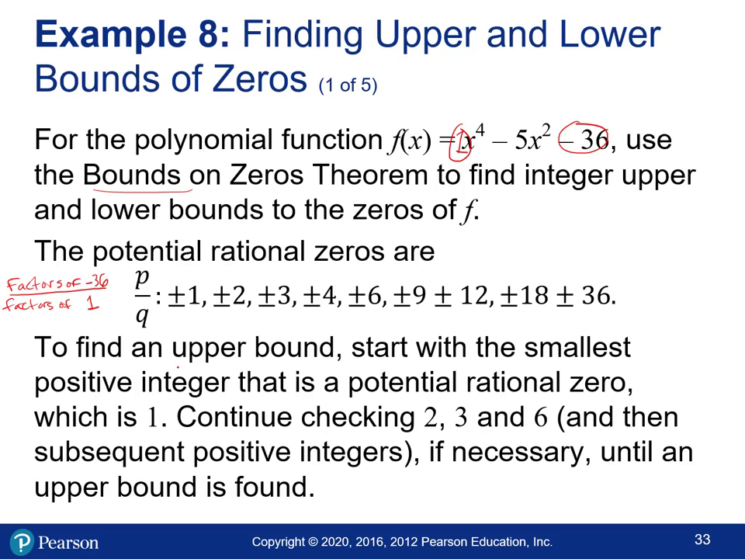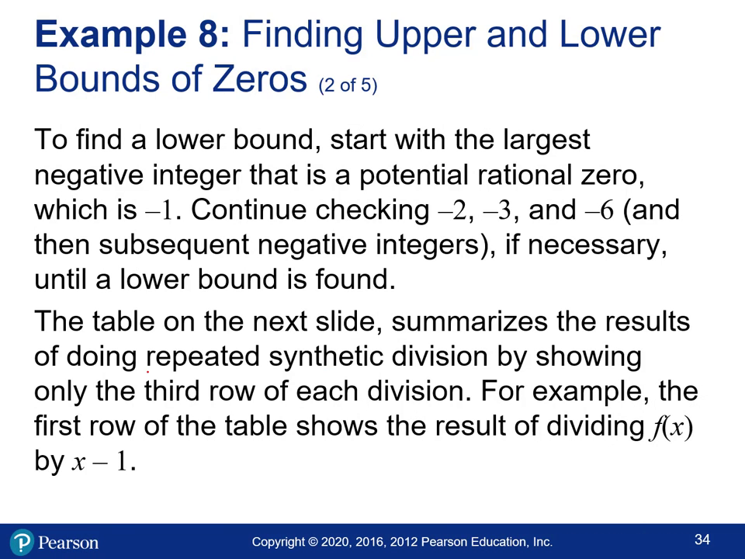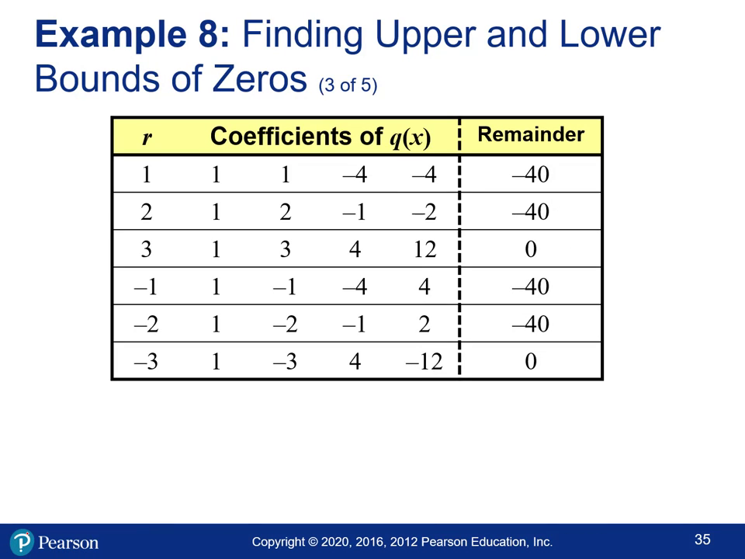When it comes to finding the upper bound, what you want to do is be systematic: start with the smallest positive number from your list, and if that doesn't happen to be an upper bound, then you go to the next number. So for us, we're going to start with 1 and then check 2 and so on, until we hopefully find an upper bound to our list. Same thing with the lower bound: you start with the largest negative number, and if that doesn't work, then you start picking the other negative numbers after that. In the next slide, we're going to summarize the results of doing synthetic division with numbers from our list, just showing the third row of the synthetic division. I'll work that out with you so you understand what's happening here.